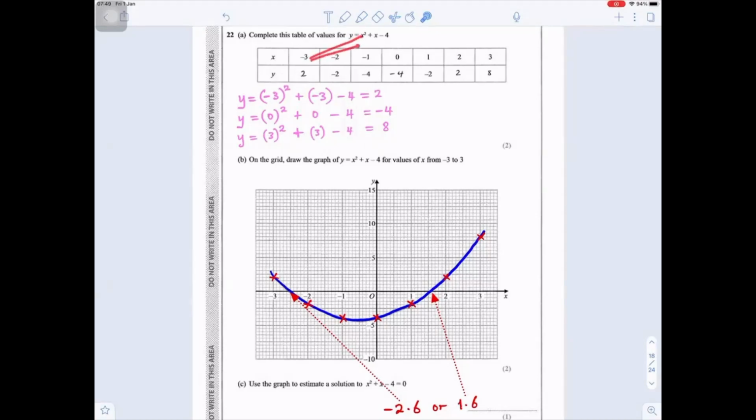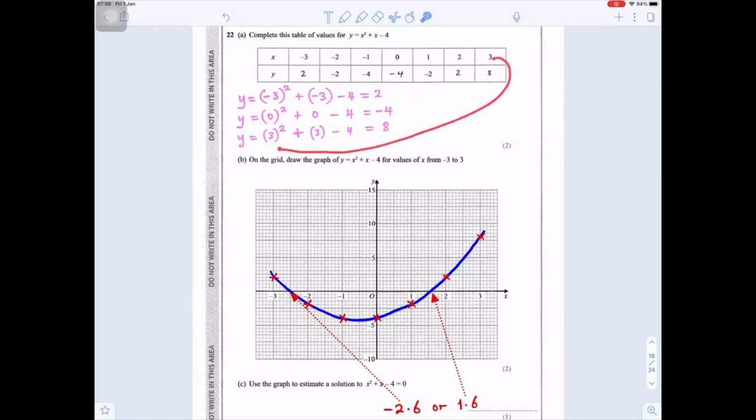So −3 will replace the x. So you have (−3) squared plus −3 minus 4. That gives you 2. So the first answer is 2. So when x is −3, y is 2. The next one we can work out is put in 0. 0 squared plus 0 minus 4 gives you −4. And we put in 3.